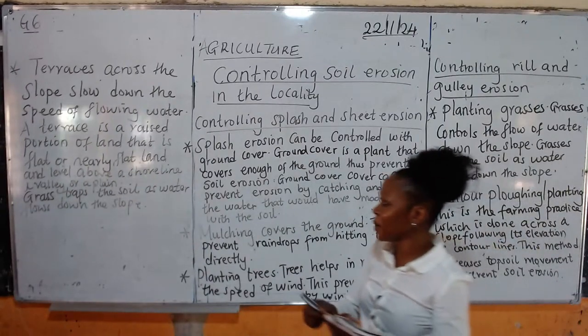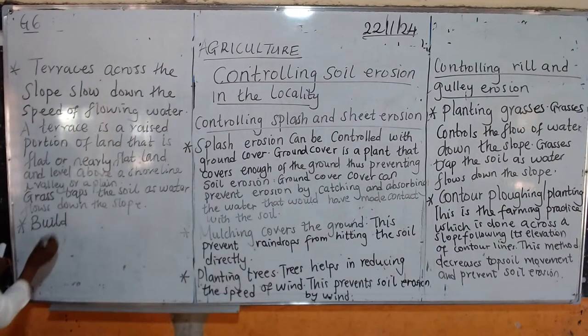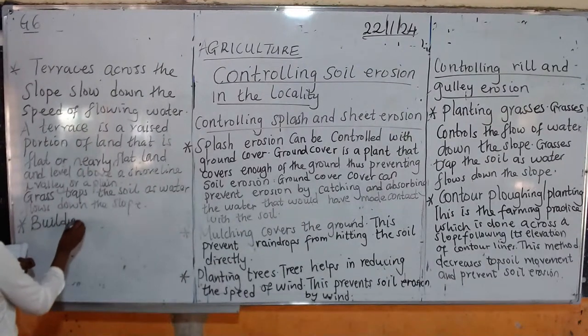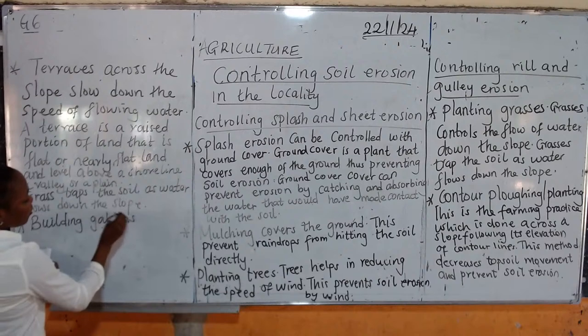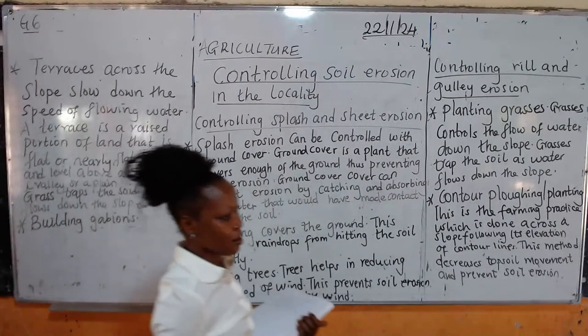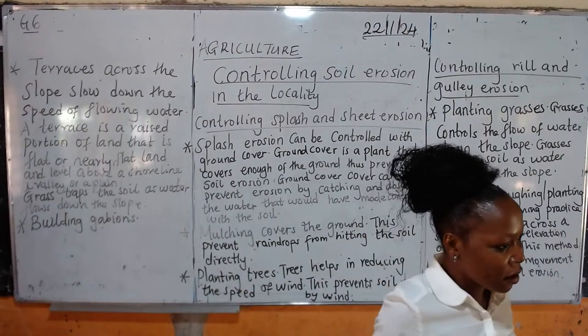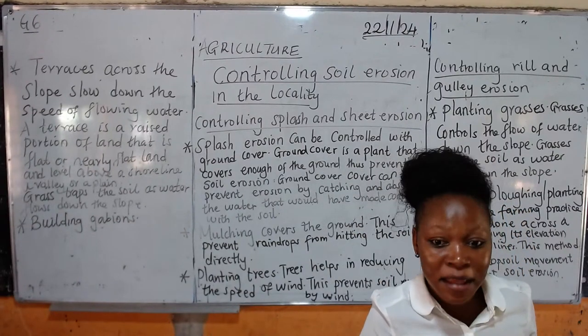Then we have another method, which is building gabions. That is also another method which you can practice to control gully erosion. Building gabions. Do you know what gabions are? Who can tell us? Can you tell us what gabions are? Have you ever seen them?